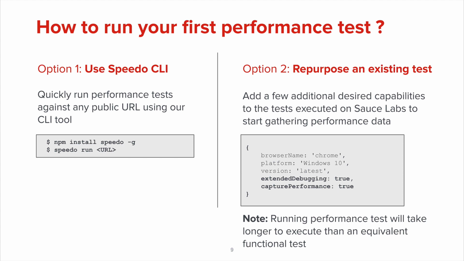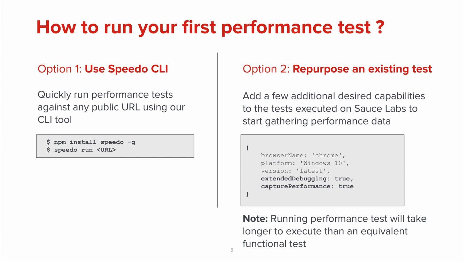Interesting fact about Speedo: Speedo validates incoming data against the previous baseline information, and if baselines are exceeded, Speedo will fail the test. Option two is to repurpose an existing test and add a few additional desired capabilities to the test, such as extendedDebugging true and capturePerformance true, and your tests will be capturing performance information that you can later use for your purposes. Or you can also assert performance validations as part of that test as well.